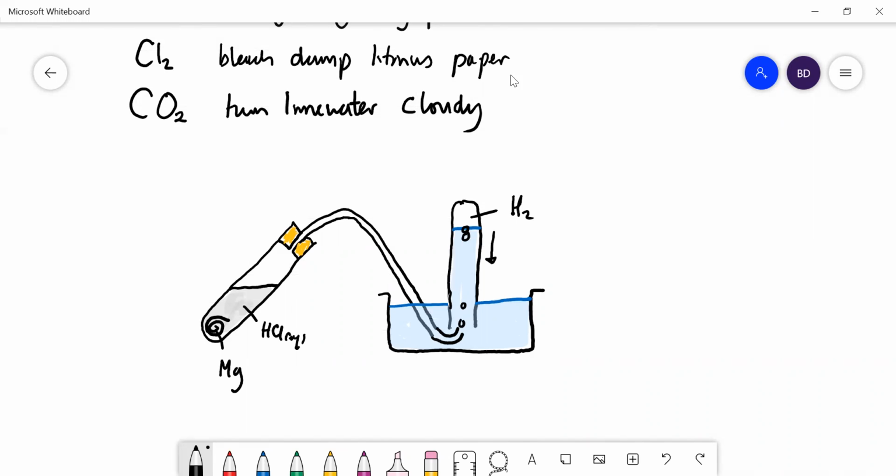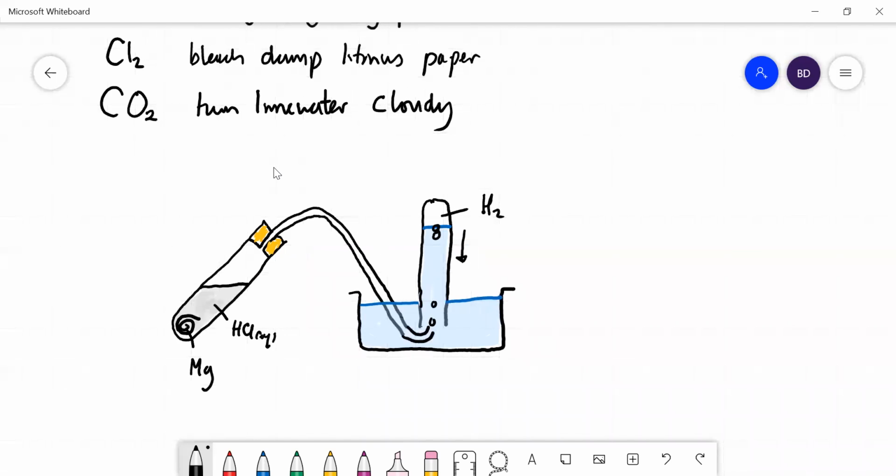So the equation for that is magnesium plus hydrochloric acid will go to magnesium chloride. Now magnesium chloride has the formula MgCl2, because magnesium is group 2, so it forms a 2+ ion. Chlorine is group 7, so it forms a 1- ion, and you'll get hydrogen gas. To balance that, we just need to put a 2 in front of the HCl.